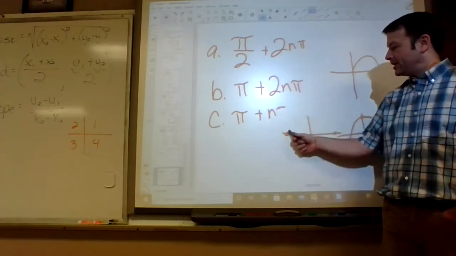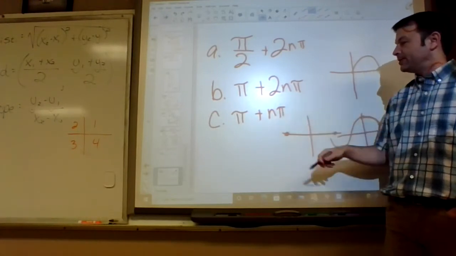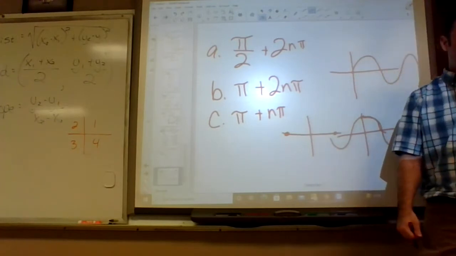And then if I do another pi, it's there again. If I do another pi, it's there again. So instead of 2 pi, it's actually going to happen every pi. That's whack.